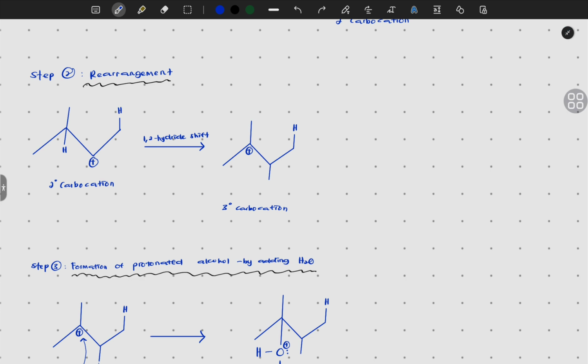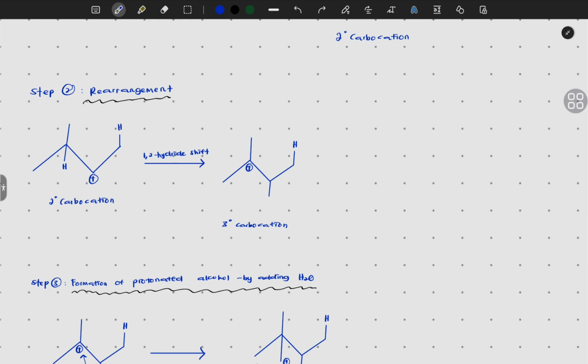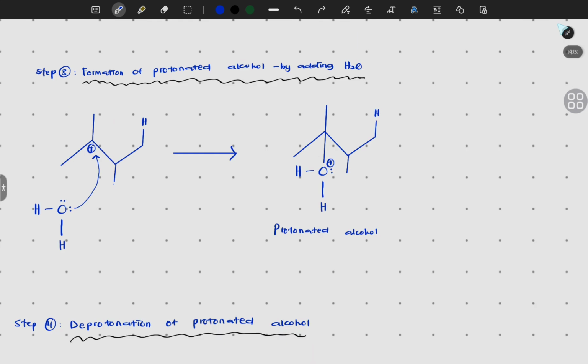After the 1,2 hydride shift, a more stable carbocation is formed. In this case, the positive charge is located on a tertiary carbon, which is more stable than the previous secondary carbocation. The rearrangement allows for a more substituted and therefore more stable carbocation, leading to a more efficient and selective reaction.